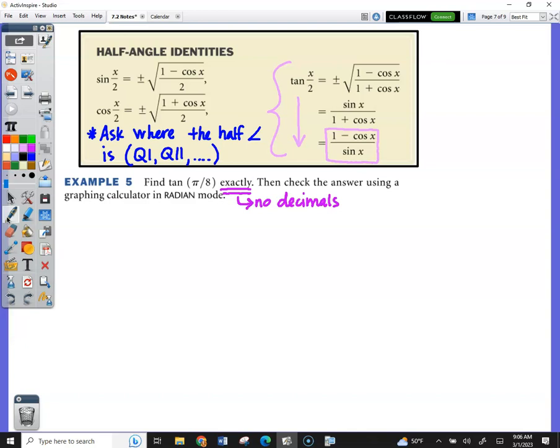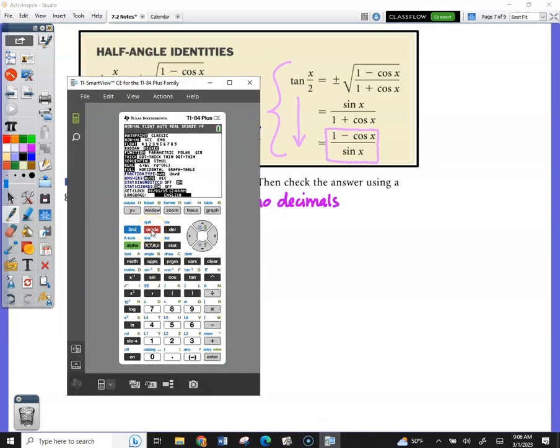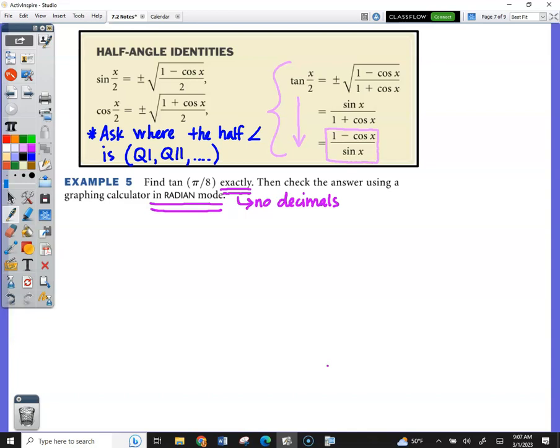This says, then check your answer using a graphing calculator in radian mode. Okay, so this is one of those things where I like these questions because I know for a fact I'm going to get it right or not when I'm done. Go to your calculator, change it to radian mode. And then you're going to type exactly what it said, which was tan of pi over 8. Right? That's the answer. So you already have the answer in front of you. Now you just got to figure out how to get the answer with nice, pretty numbers, no decimals. And then we can type what we get as our answer in, and if it matches that, then we know we got it right. Okay?